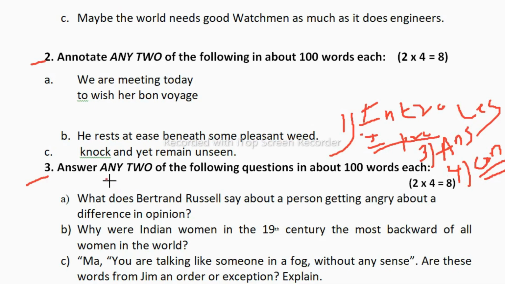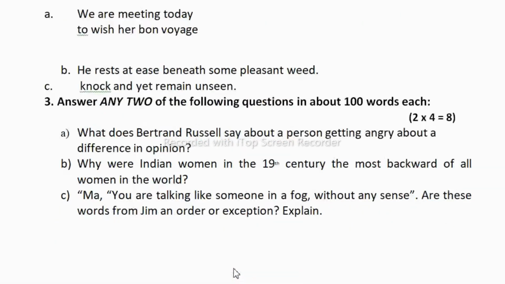And here also you have to write any two questions out of these three, A, B, and C. There will be three questions. You have to write any two, and you have to write each in 100 words. Each question will carry 4 marks. If you write two answers, then you will get 8 marks. If you write in this way, you will definitely get full marks. And you have to avoid grammatical mistakes there. Now let us see the next one.